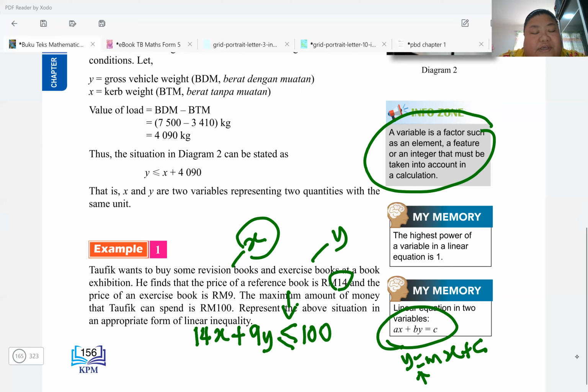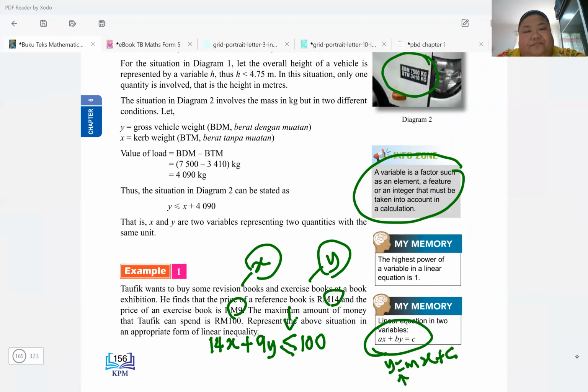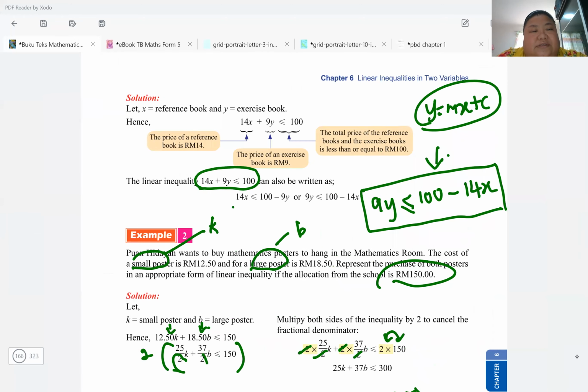Let's say our revision book is x and our exercise book is y. So the exercise book is 9 ringgit, so 9y is less than or equal to 100. And then next, this is the question.